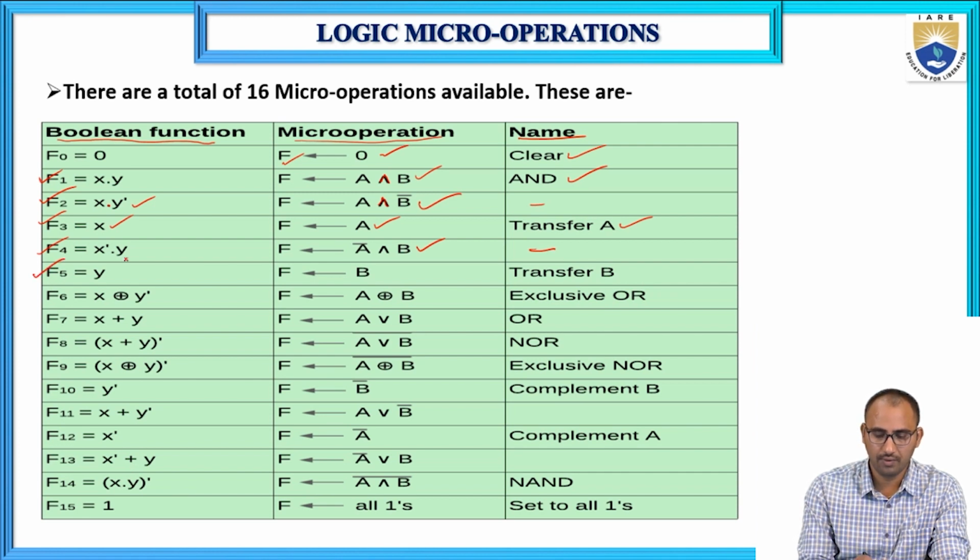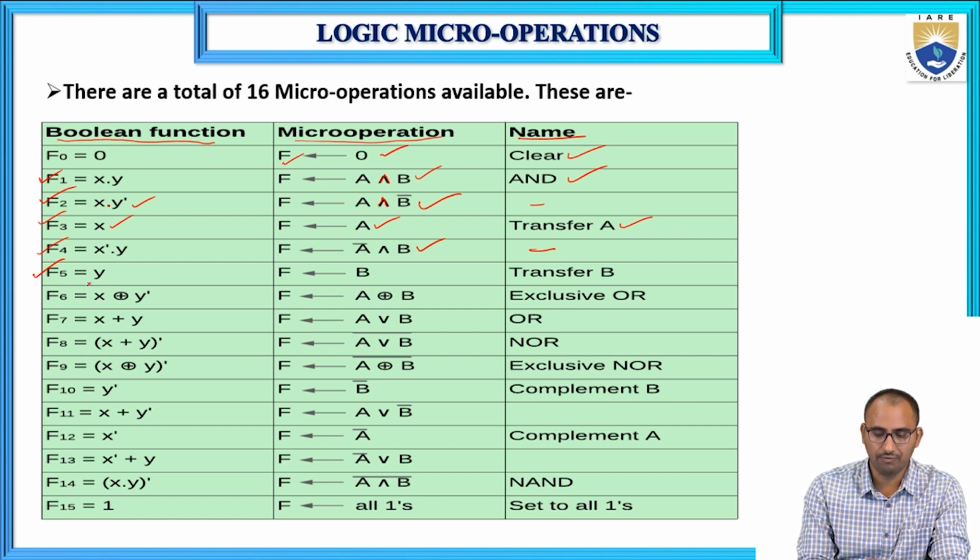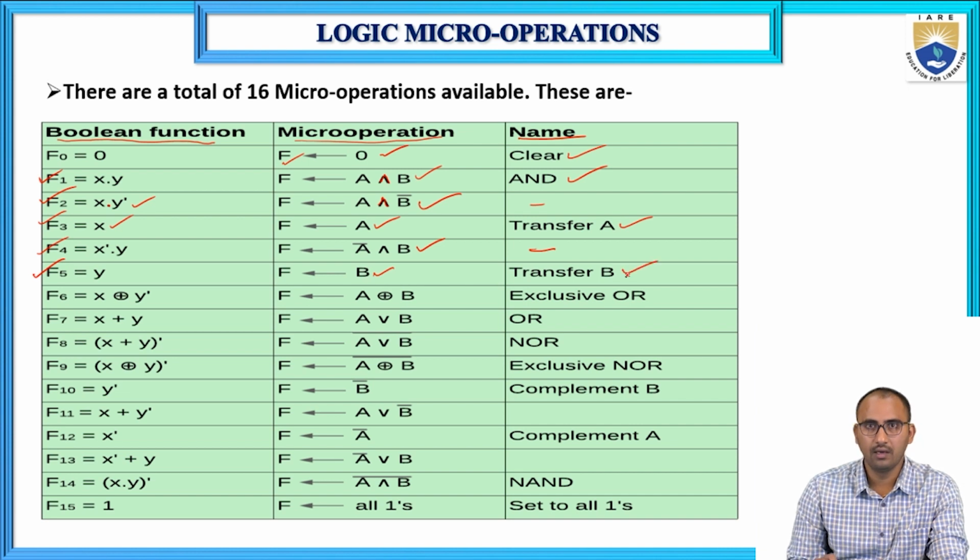And next F5. F5 is equal to y. In Boolean function the inputs are x and y, and in micro operation the inputs are A and B. So F5 is equal to y. Here B is transferring to F. The name of the micro operation is transfer B. That means the contents of register B are transferred to the register F.